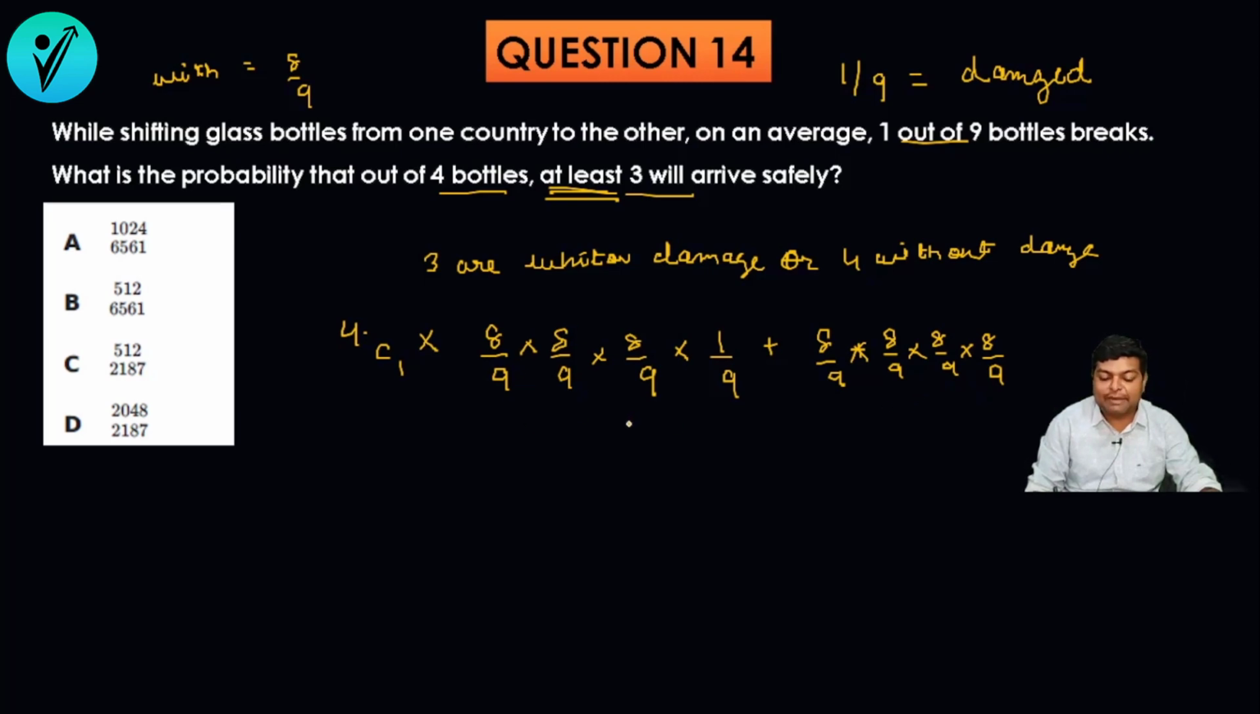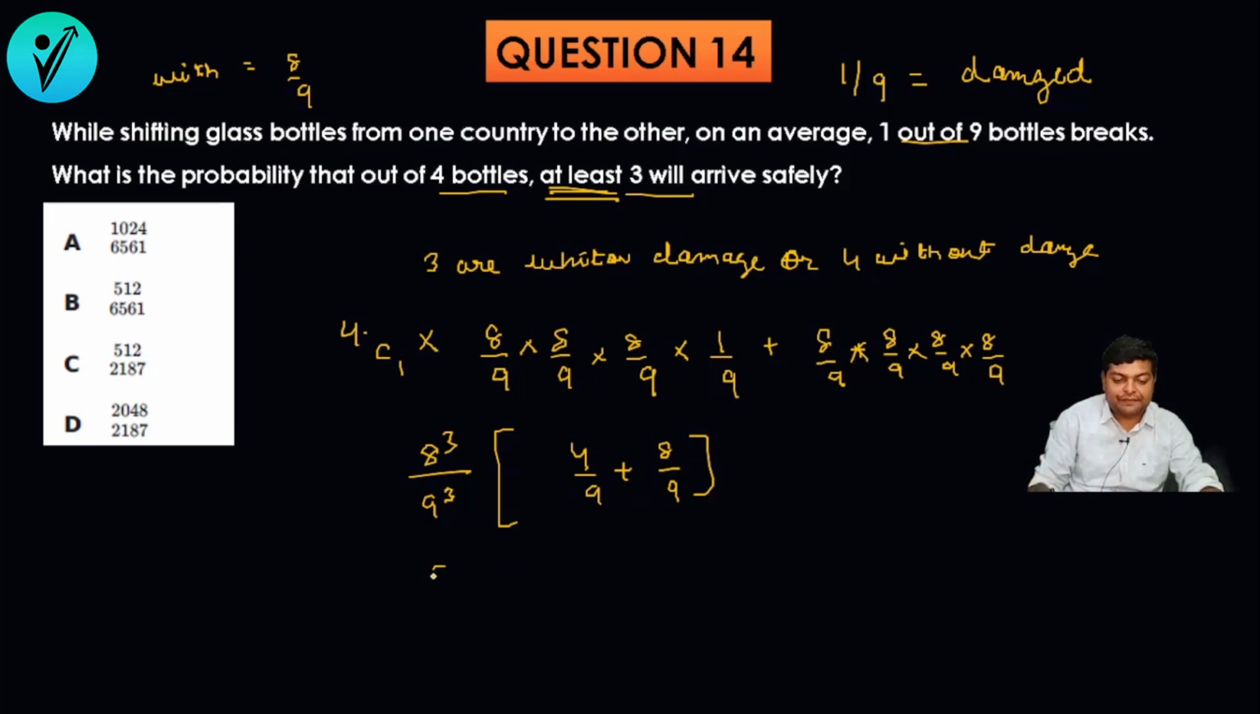8 by 9, 8 by 9, 8 by 9 can be taken common, so you can take 8 to the power 3 and 9 to the power 3 common. Then what is left? Here 4 upon 9 will be left, and here 8 upon 9 will be left. So this will be 12 upon 9. So 8 cube is 512, 9 cube is 729, and 4 plus 8 is 12 upon 9. So 12 upon 9 is 4 upon 3. So 512 into 4 by 3 is 2048 upon 2187.